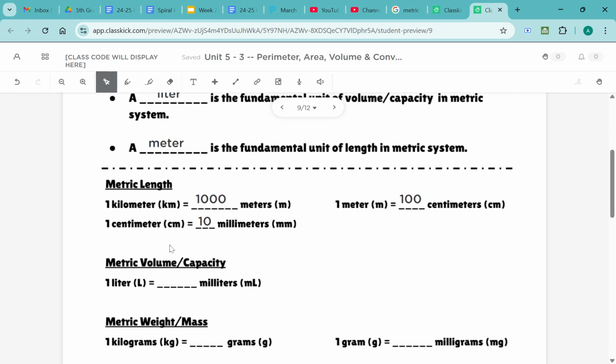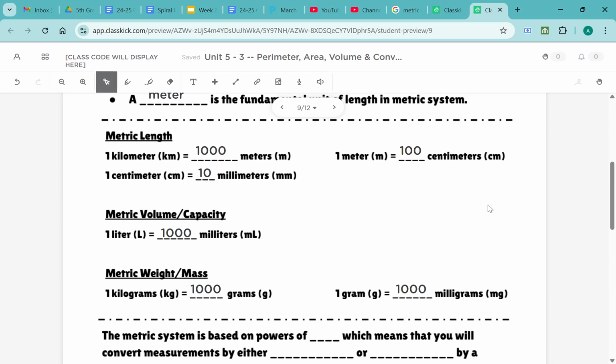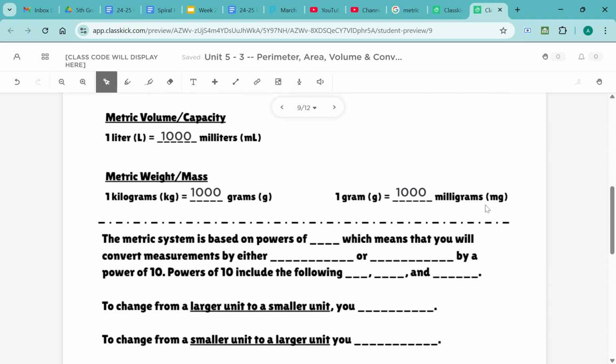Okay, and then we have our conversion for volume. 1 liter is the same as 1,000 milliliters. For mass, 1 kilogram is the same as 1,000 grams. 1 gram is the same thing as 1,000 milligrams. Okay, so these again are on your star chart. You don't have to memorize them.